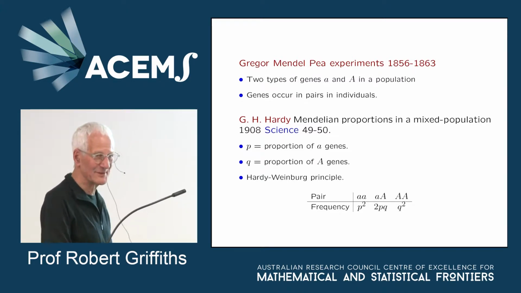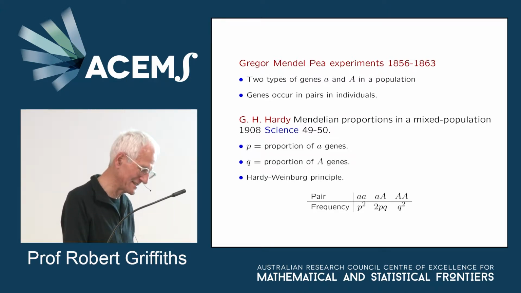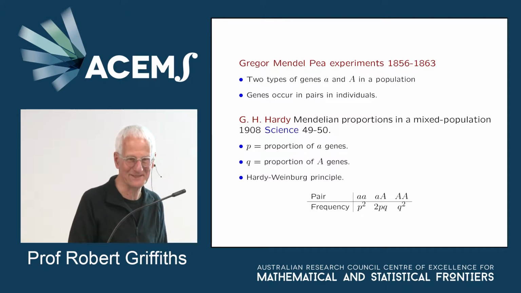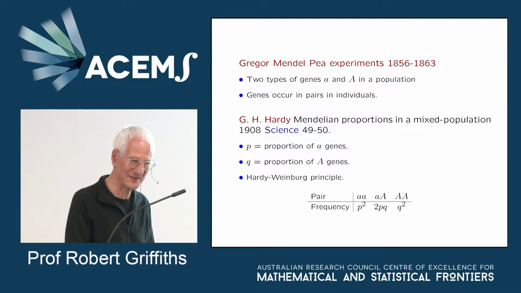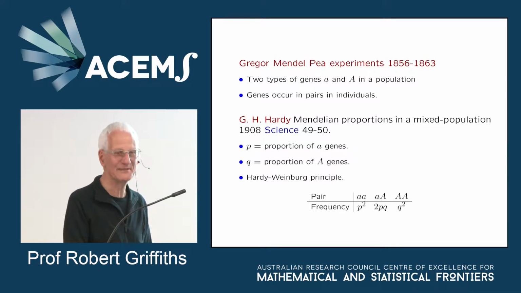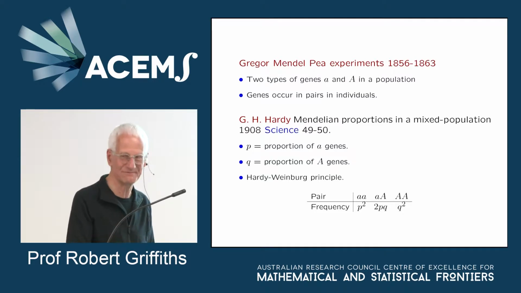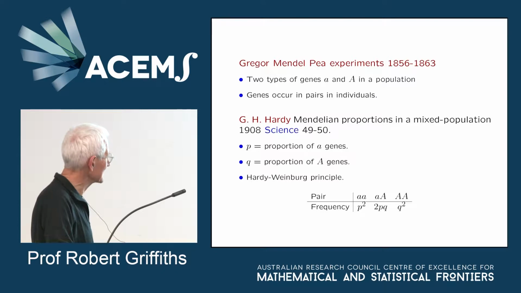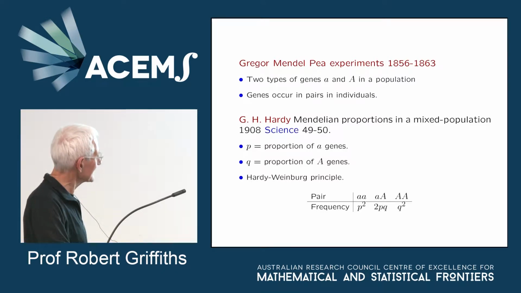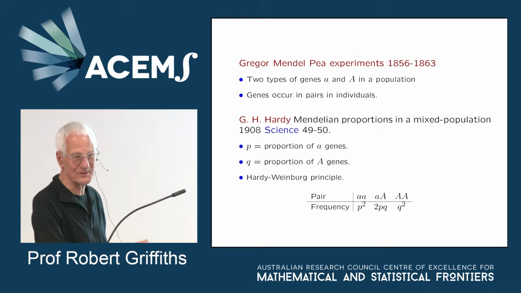Hardy was a very famous mathematician who did lots of interesting mathematics from Cambridge University. He was a professor at Cambridge University, and a very, very famous one at that. He did number theory and all sorts of interesting pure maths. And one of the things he did was to talk about this Hardy-Weinberg equilibrium.